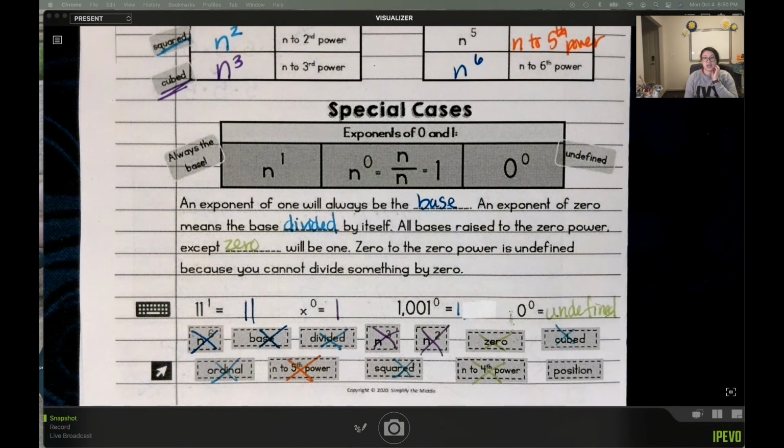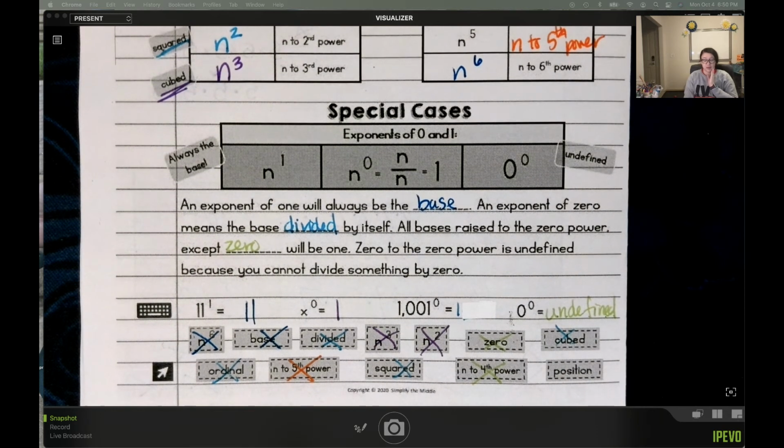Undefined. Again, if you need to pause the video to write any of that in or see it again, be my guest. Otherwise, let's flip over to the last section, which is you doing some practice problems.